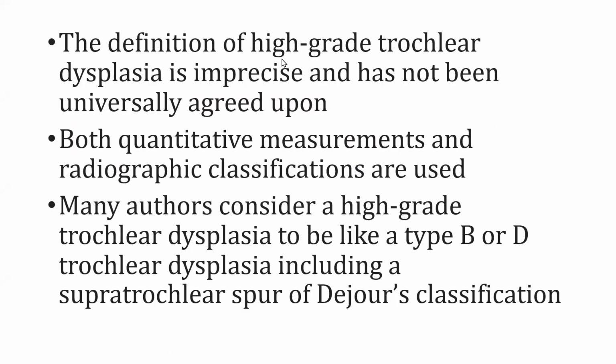The definition of a high-grade trochlear dysplasia is imprecise and has not been universally agreed upon. Both quantitative measurements and radiographic classifications are used. Many authors consider a high-grade trochlear dysplasia to be like a type B or D Dejour trochlear dysplasia. So you have to keep this in mind.